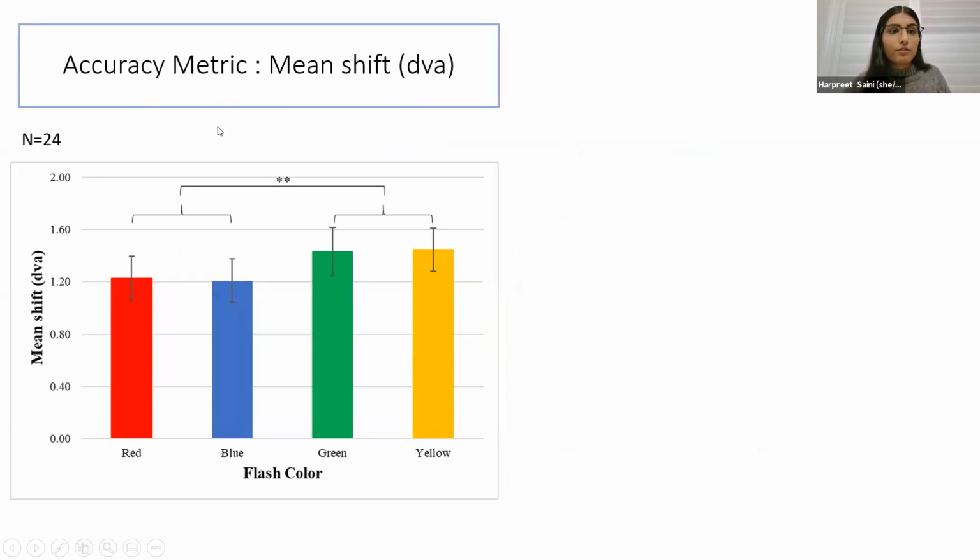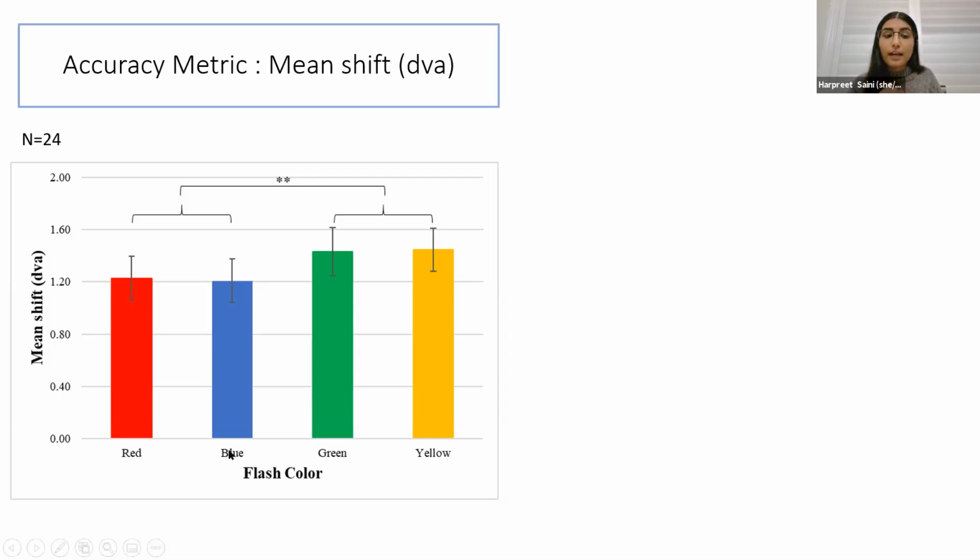So I'll begin with the results from our accuracy analysis first. Note that positive values correspond to a forward shift or forward mislocalization along the direction of motion of the bar. And as expected, we found little to no shifts in the terminated condition, which was the control, and very large shifts in the continuing condition. And more importantly, when we looked within the continuing condition, we found that the magnitude of the shift varies depending on the color of the flash.